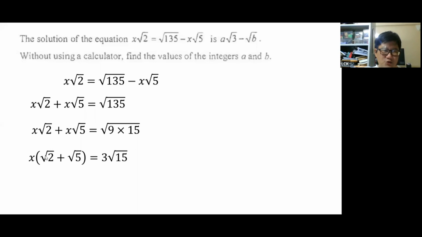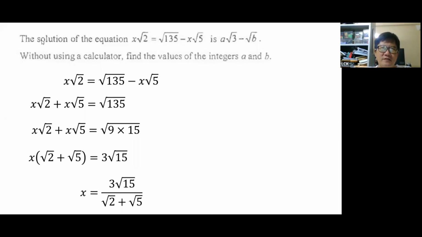X times square root 2 plus square root 5. So I factored it out. All right. So here, what I end up with is very simple. I end up with 3 over 15. All right, 3 square root 15 divided by square root 2 plus square root 5. So I bring this down. Now, this is already my solution, I have solved for x already.